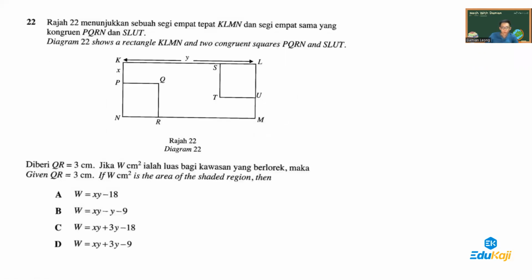Question 22. I have two congruent squares, PQRN and SLUT, this one and this one. QR is 3 cm. So this is a square, means 3 here, 3 here, 3 here, 3 here.